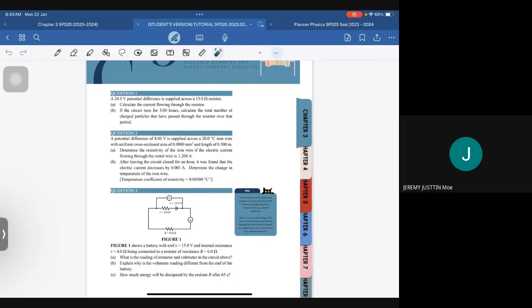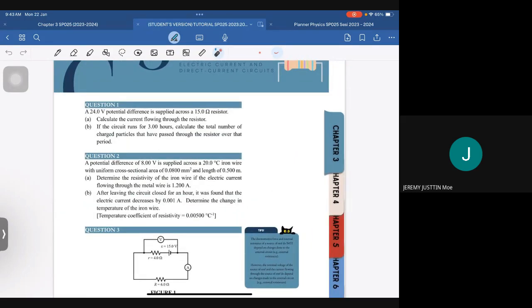Kita tengok lah. Right, so kita first tutorial question, we have a 24 volt potential difference. Okay, so sekarang ni V is equal to 24 volt. And then we have a resistor of 15 ohm. So sekarang ni we have to calculate the current flowing through the resistor.